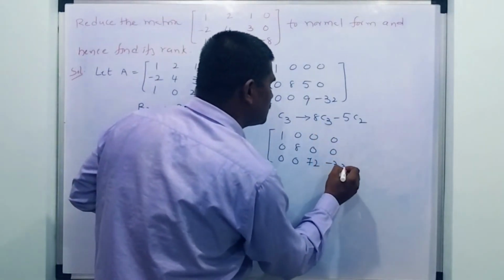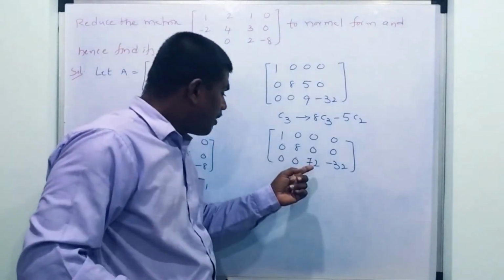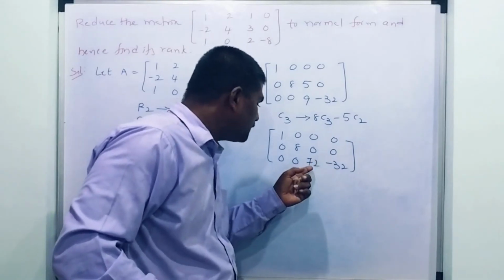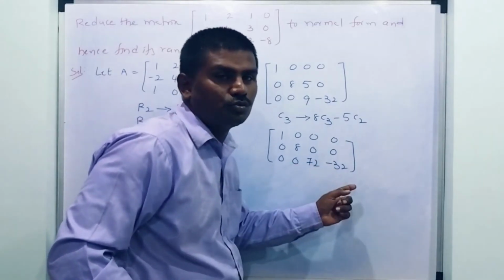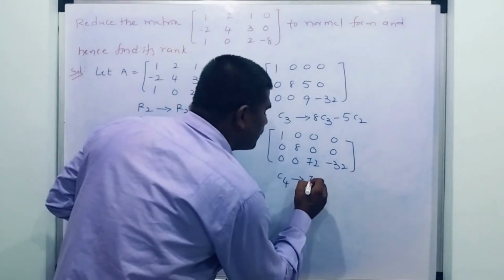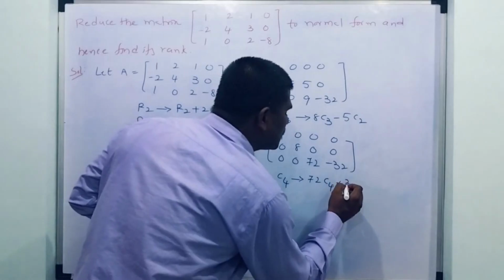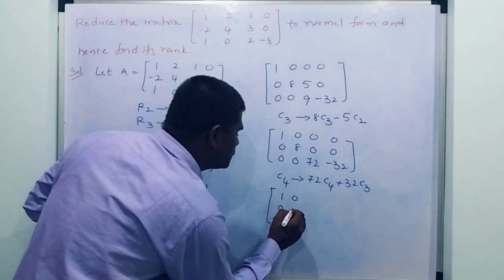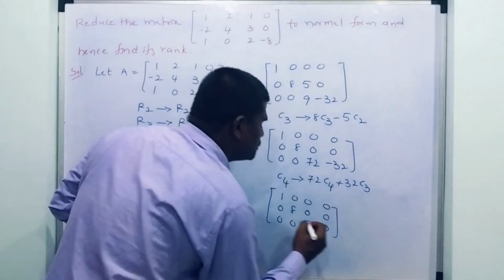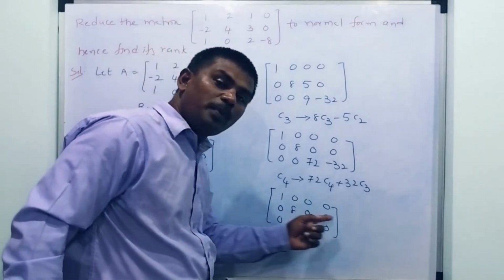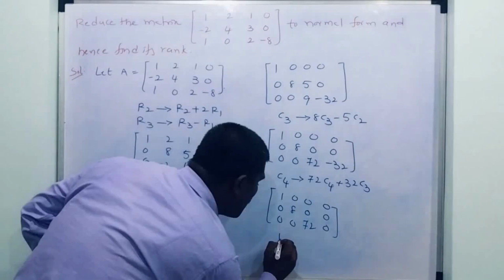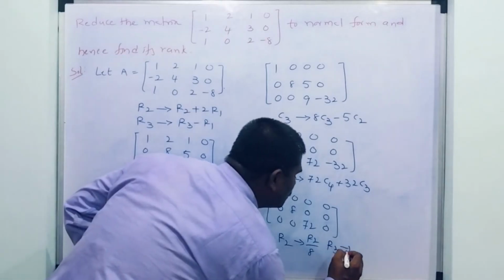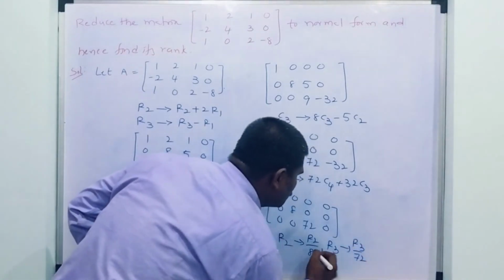0, 0, minus 32. Now what you need to do? You have to use this element and make this one as 0. How? Multiply this one with 72 and multiply this one with 32 and add these two. C4 tends to 72C4 plus 32C3. Then no change in the first three columns and the last column becomes 0. Now what can you do? R2 tends to R2 by 8 and R3 tends to R3 by 72.